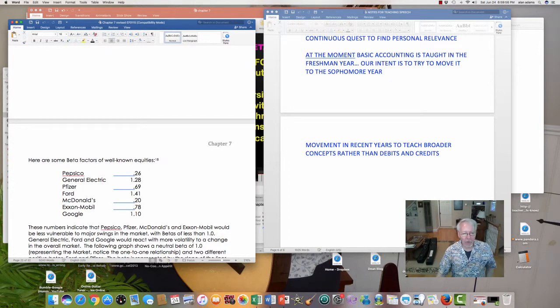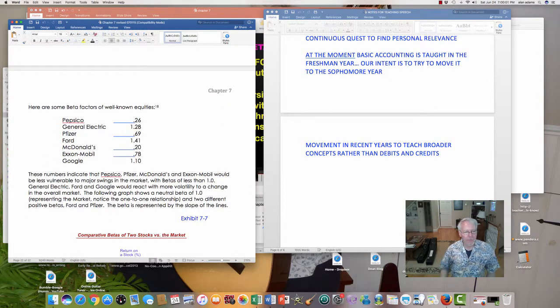And I listed for 7 companies here their beta characteristic, okay, their beta coefficient. And please keep in mind that the companies that have a beta of less than 1, which are Pepsi, Pfizer, McDonald's, and Exxon, are less volatile and therefore less risky, beta being a measurement of risk. The ones that are greater than 1, GE, Ford, and Google, at least at this writing, are viewed as being more volatile and therefore more risky. Okay, so stocks with a low beta are stocks that would be included in a portfolio of a person who is more averse to risk.